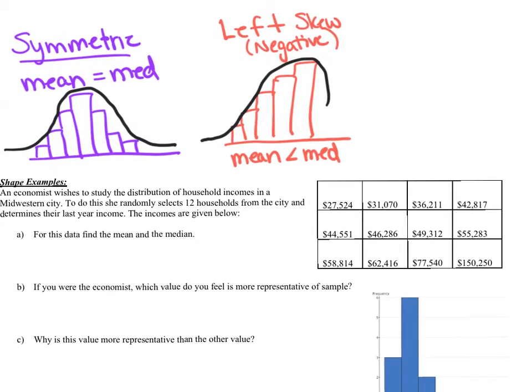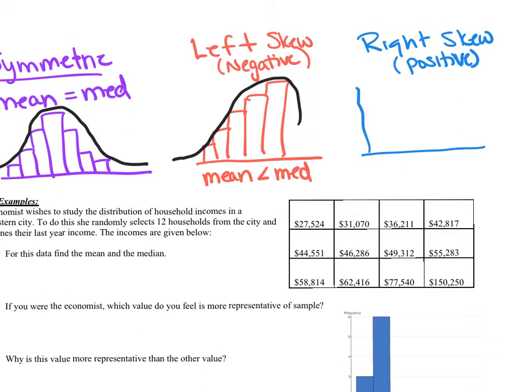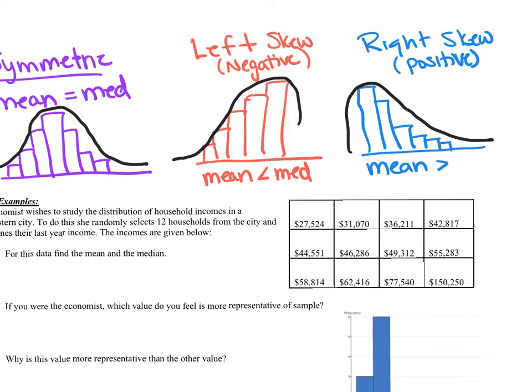And then the last type of skew is what we call right skew, or also known as positive skew, because you're positively affecting the mean. And in right skew, we get a graph that looks something like this. And when you put your curve over this particular function, you have a longer right tail. And in this distribution, the mean is greater than the median.